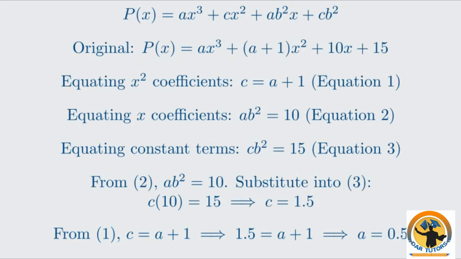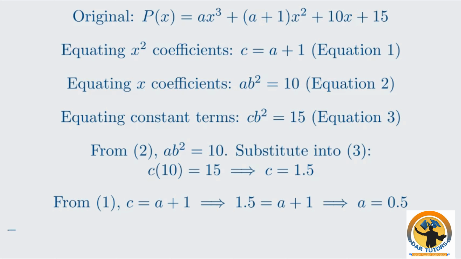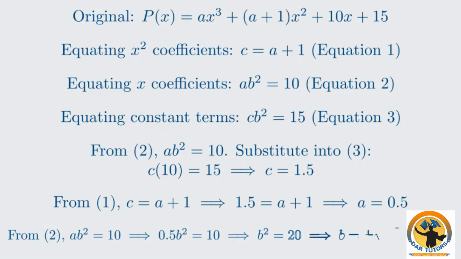Finally, we can find b squared using equation 2. 0.5 times b squared equals 10. Dividing by 0.5, we get b squared equals 20. So b equals plus or minus the square root of 20, which simplifies to plus or minus 2 times the square root of 5. We have found a and b. The purely imaginary zeros are plus or minus 2i times the square root of 5.